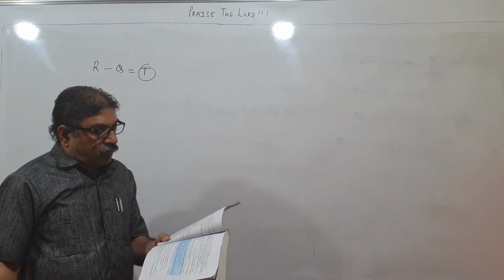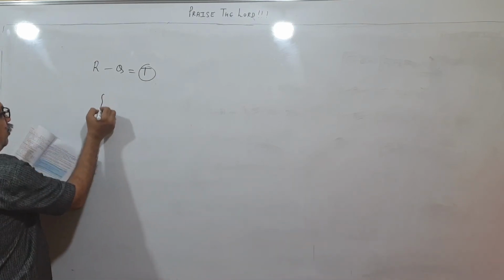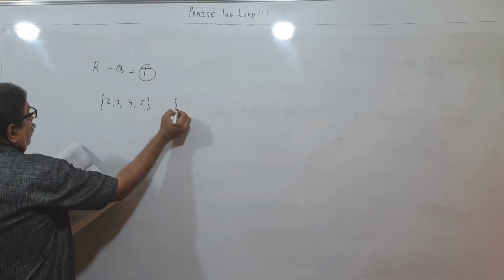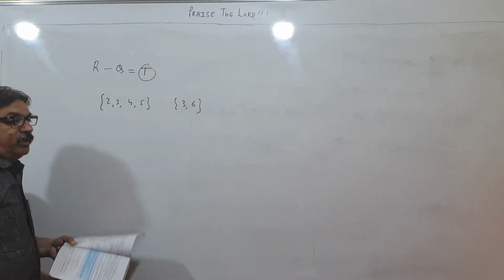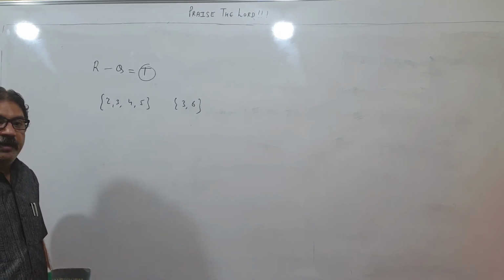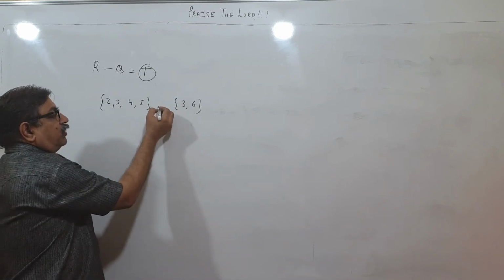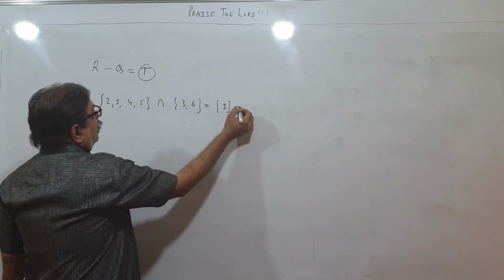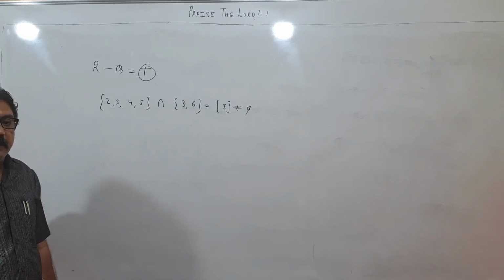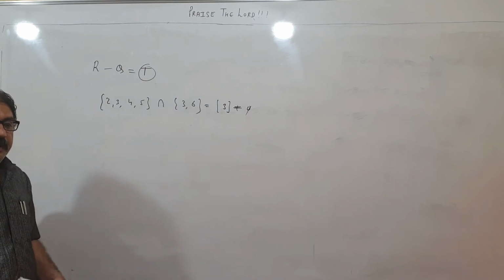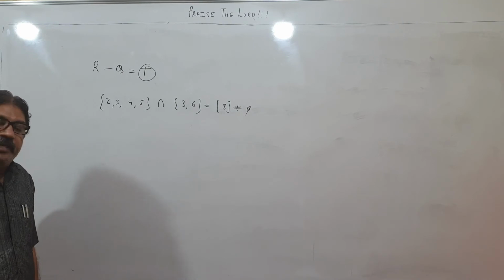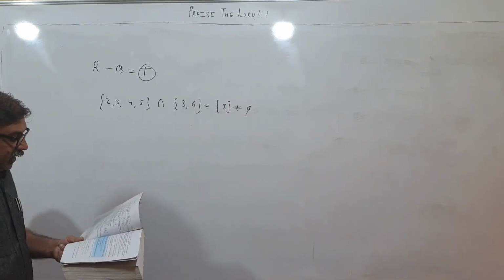State whether the following are true or false. 2, 3, 4, 5 and 3, 6. They are disjoint sets. Disjoint sets means their intersection should be the null set, means they should have no element in common. But I think 3 is common. So their intersection is 3, which is not the null set. Therefore these two sets are not disjoint. If the intersection of two sets is the null set, if they don't have any element in common, then only they are called disjoint sets.